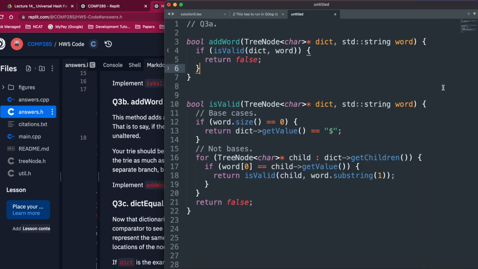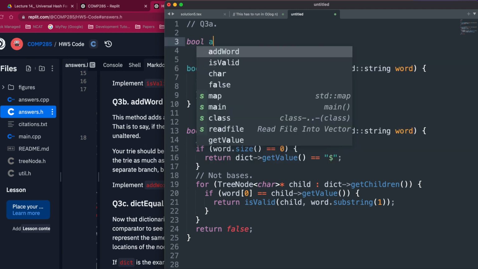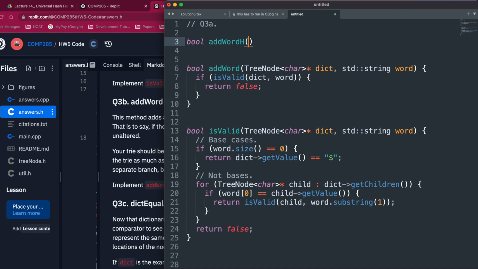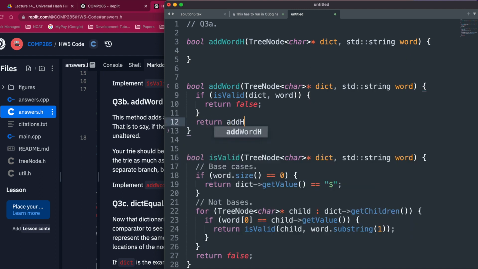Otherwise, we want to do a little bit of recursion. So in this case, just to avoid having to do this isValid check every single time, I'm actually going to define a helper method. Let's call it helper, that takes in the exact same inputs. But here we know the word is definitely not valid, so we're going to insert it no matter what. And this is what we're going to call it here: add word helper dict word. That's just because I want to avoid having to do this check every time I call the function.